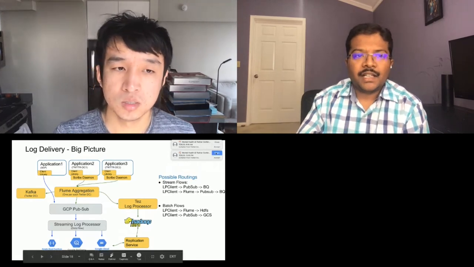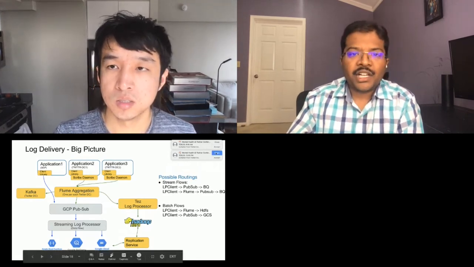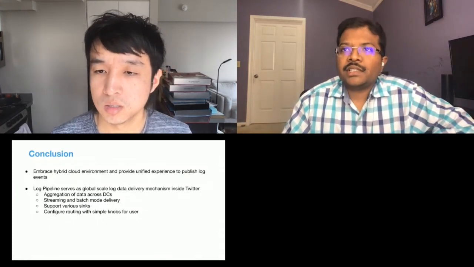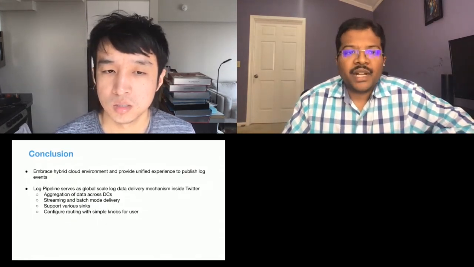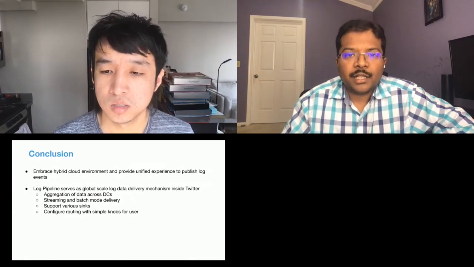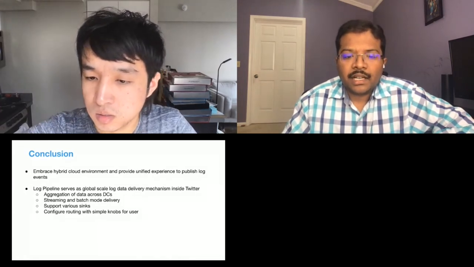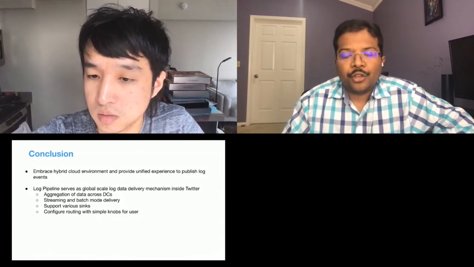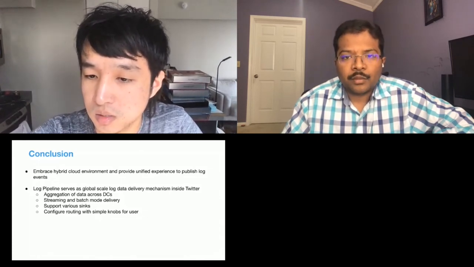To conclude, we embrace a hybrid cloud environment and provide a unified experience to publish log categories. It doesn't matter how the applications are deployed within Twitter, whether at the on-prem data center or in the cloud, they'll see a unified experience with respect to using the log pipeline.